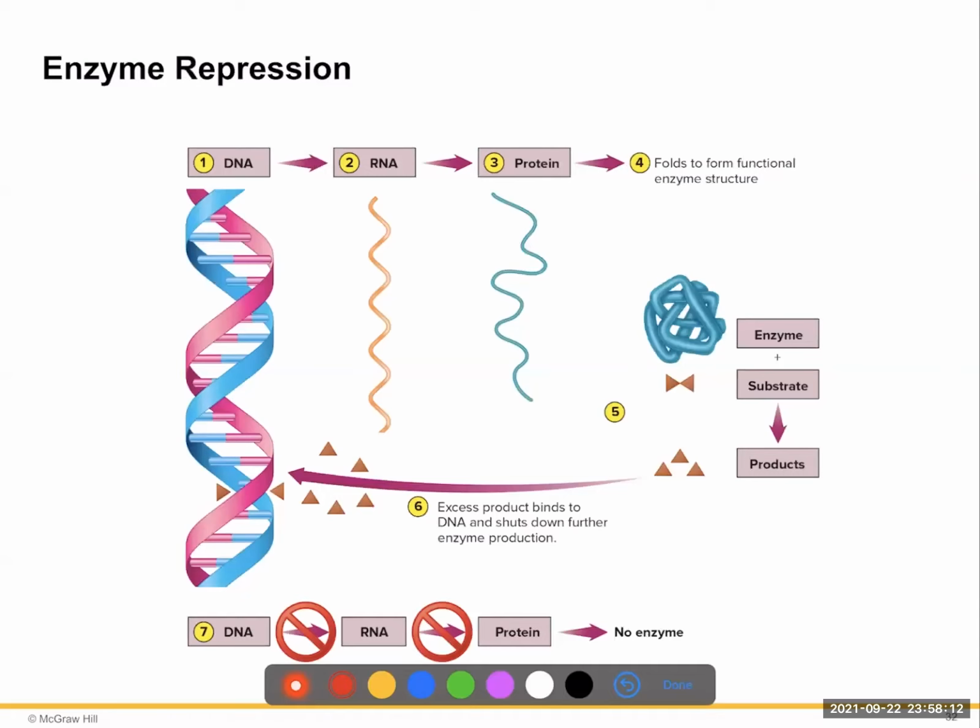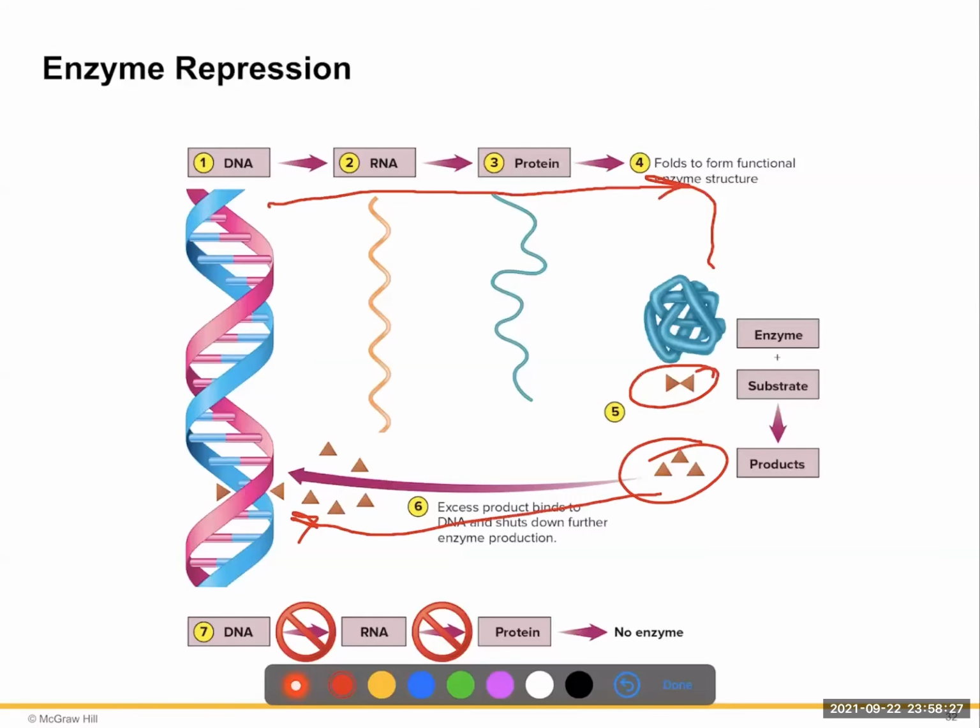Okay? So enzyme repression, this is your DNA to RNA to protein to your enzyme. Okay? When you start using your enzyme, this is your substrate, you start making your product. Once a lot of product is formed, it goes back here, it shuts the gene off. So it stops your DNA and you do not make the RNA or protein. So no enzymes are being produced when you have enough product. That's enzyme repression. Okay? The products stop the DNA from making more.